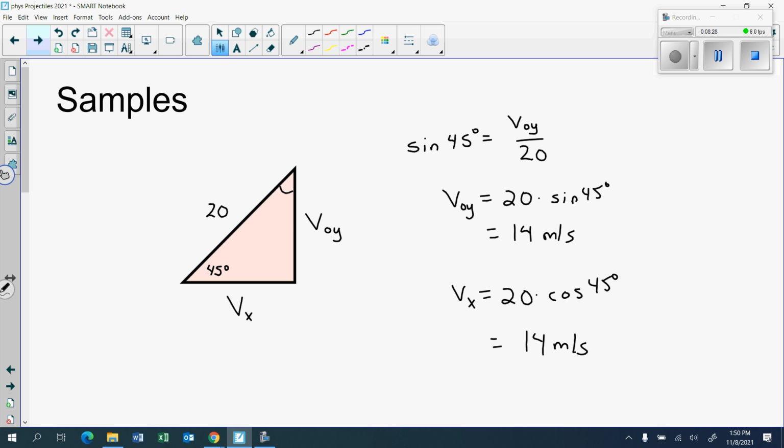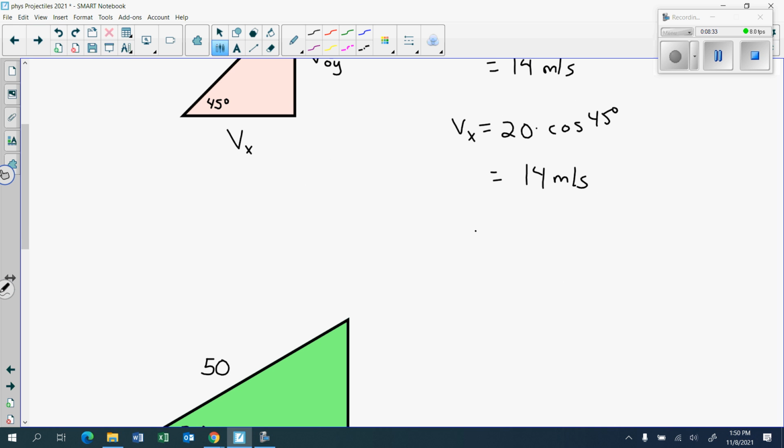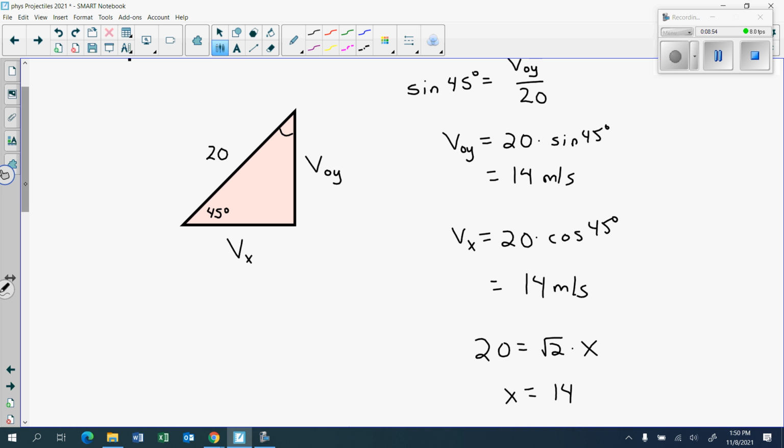If you want to do the old root 2 trick, that means that 20 is equal to the square root of 2 times x. So if I take my 20 divided by square root 2, and sure enough, I get 14.14 again. So you can use any of those methods. You can use sine, cosine, or you can use the old root 2x, x, and x example.